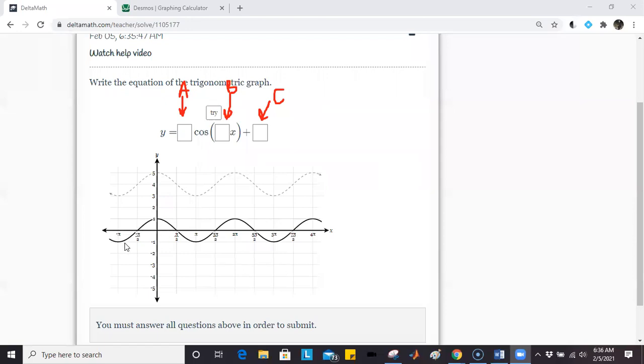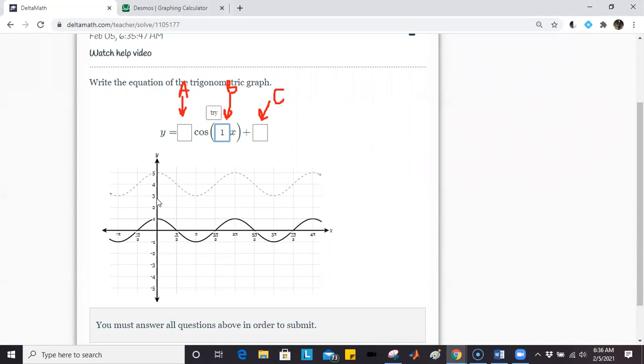Okay, so we're taking the solid line here and trying to match it with the dotted line here. And we see that they have the same period. They have the same oscillation. The period being 2 pi. So we don't need to change that. Let's just put a 1 in here.